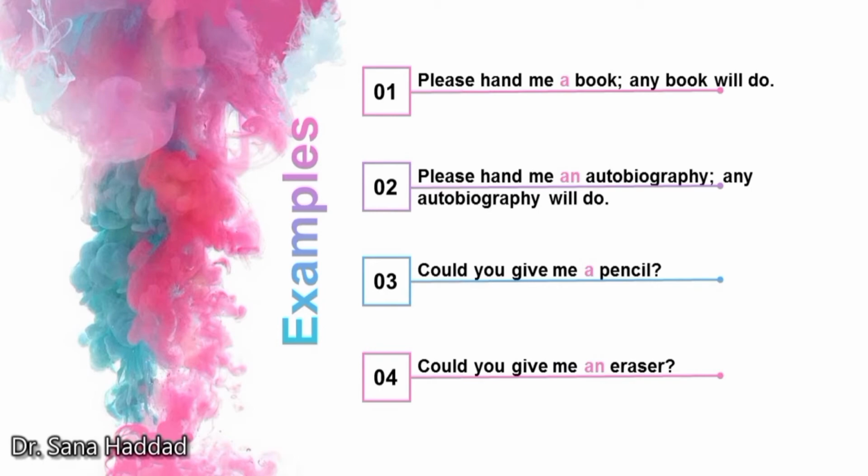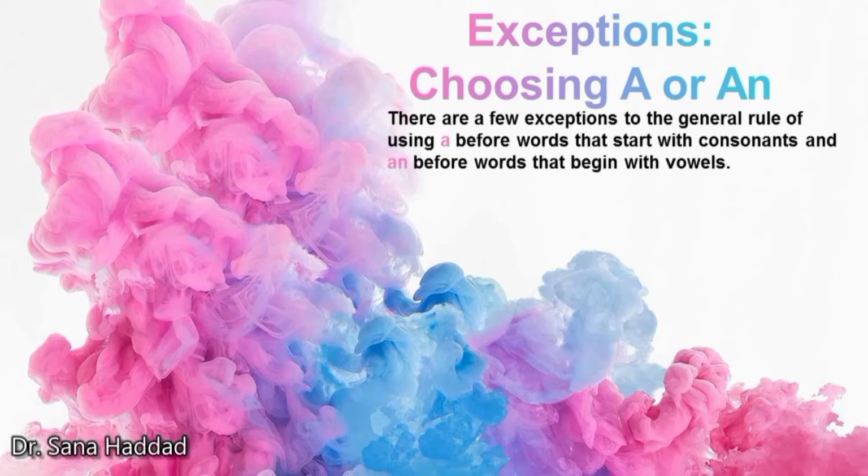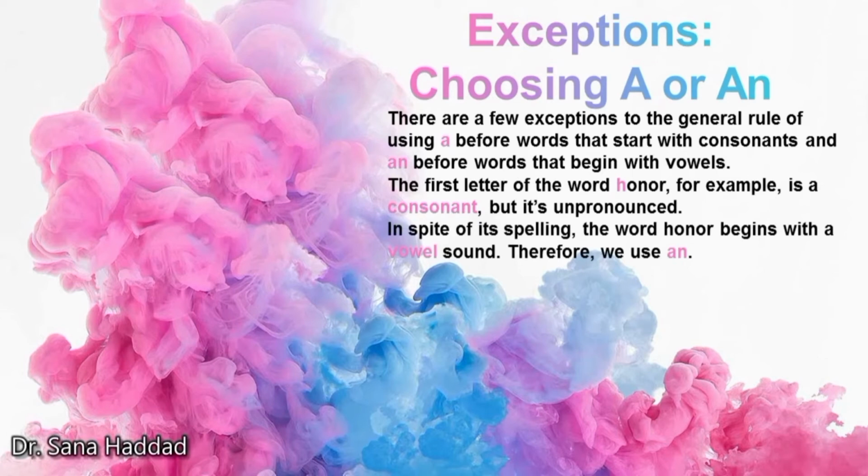Exceptions: choosing a or an. There are a few exceptions to the general rule of using a before words that start with consonants and an before words that begin with vowels. The first letter of the word honor, for example, is a consonant, but it's unpronounced. So H is a consonant, and in this word, it's silent. In spite of its spelling, the word honor begins with a vowel sound, therefore we use an.